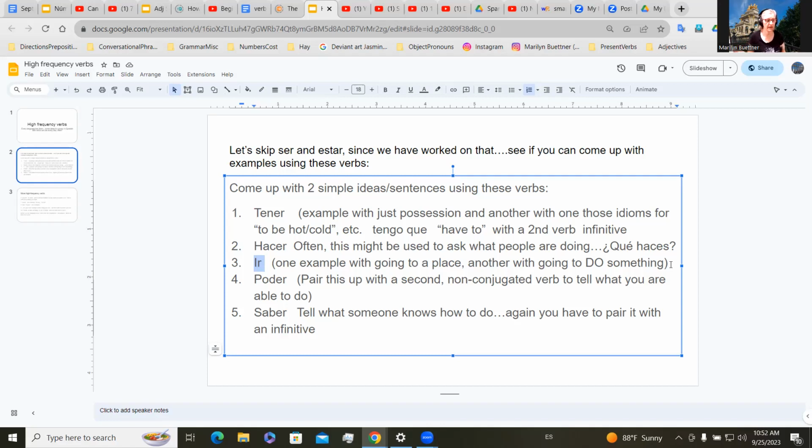Otro ejemplo. Any other example with ir? Ellos van a la fiesta mañana. Van a la fiesta mañana. They're going to the party tomorrow. Sí. Perfecto. Muy bien.